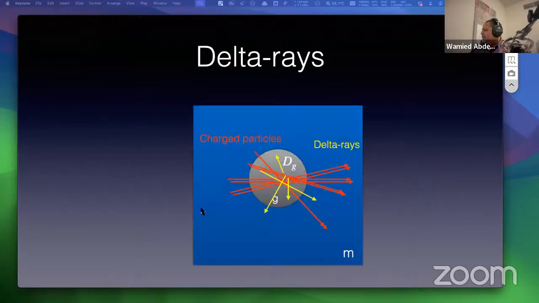Here the situation is depicted. We have the charged particles, whose range is larger than the dimensions of the cavity. But as they enter the cavity, they interact through collision interactions and transfer energy to orbital electrons of the medium inside the cavity. Some of these orbital electrons will gain sufficient energy that they are capable of leaving the cavity. Usually we call these electrons delta rays.